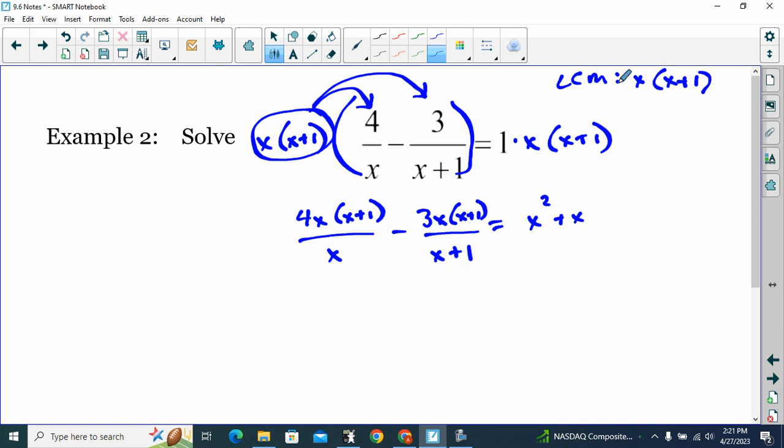And as long as we multiply by the LCM, all of our denominators should cancel out. So here, x divided by x cancels. X plus 1 divided by x plus 1 cancels. So I have 4 times x plus 1. Let's distribute that 4. Minus 3x equals x squared plus x. Combine like terms.